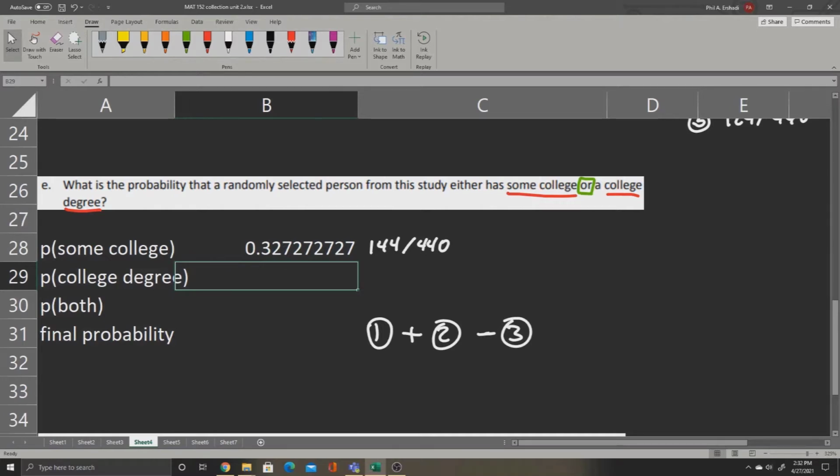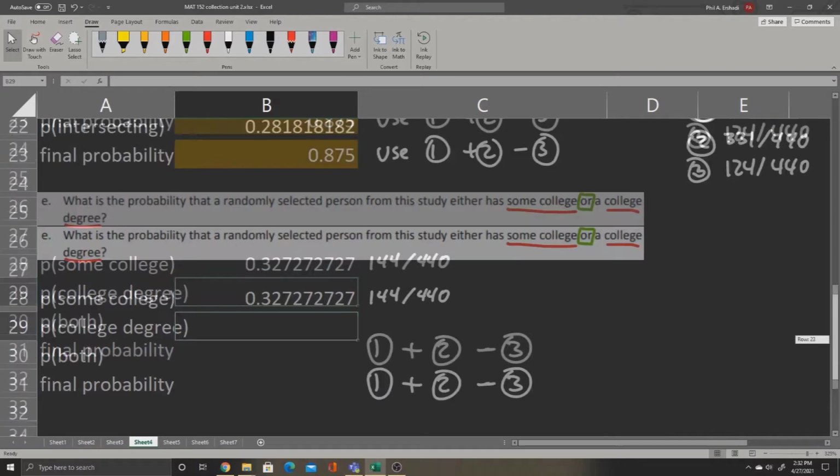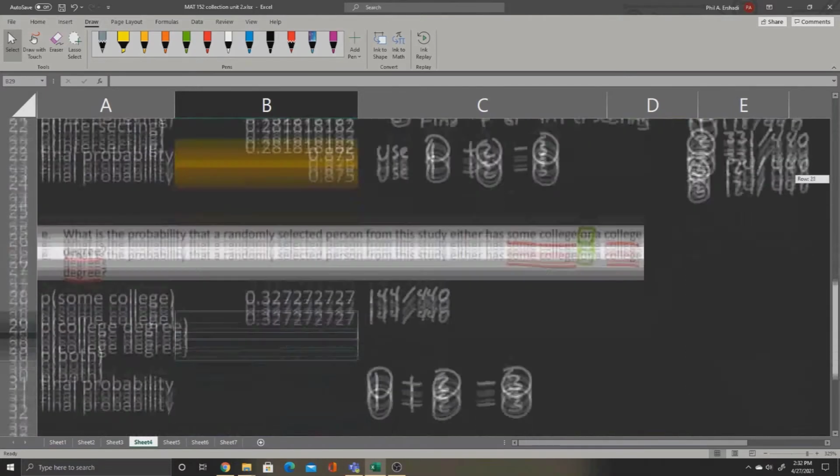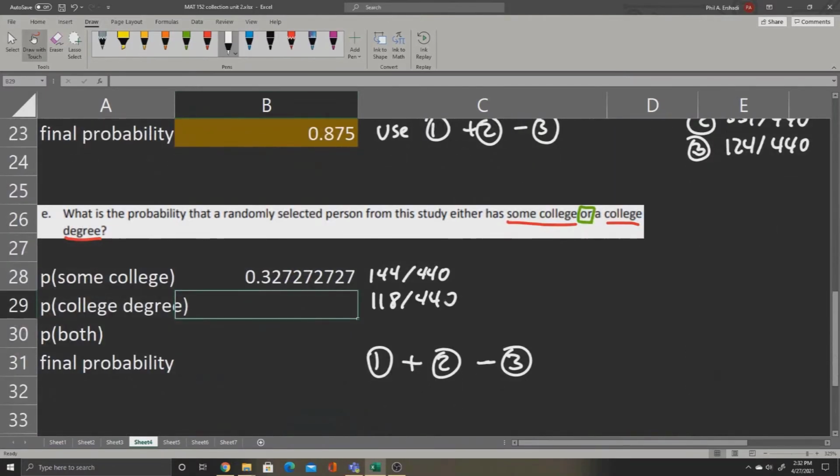Now we'll need the probability of having a college degree. The college degree is going to be the top row, row 2. Its total is boxed in orange, that is 118 out of 440. We'll type this in as well. When we press enter, we get 0.268.